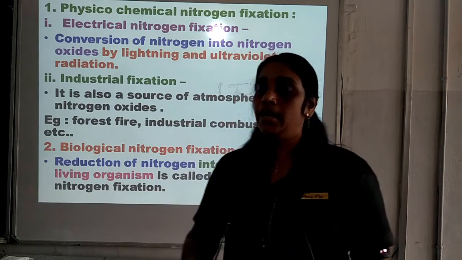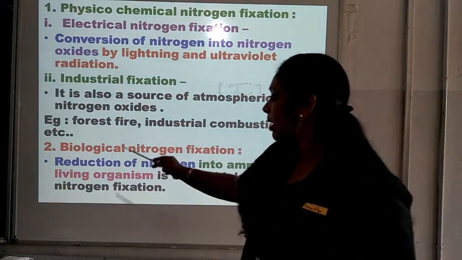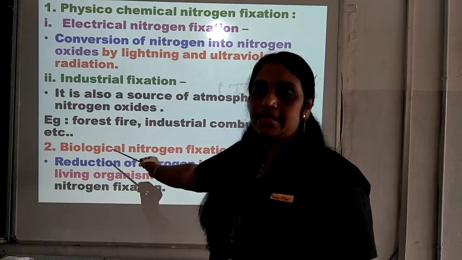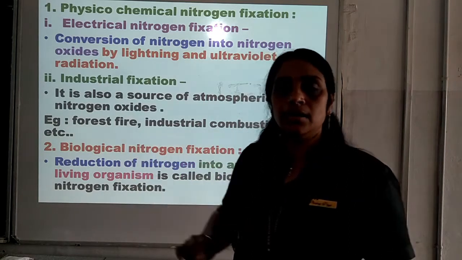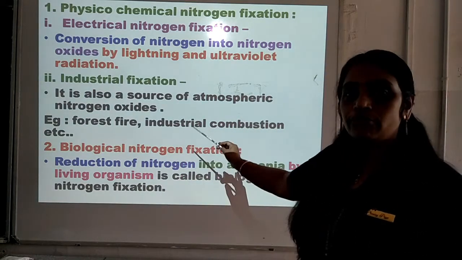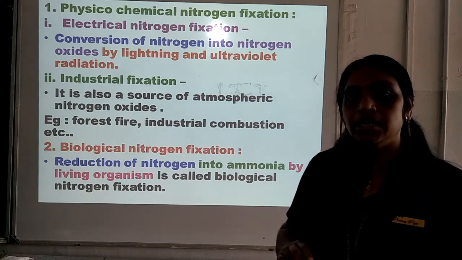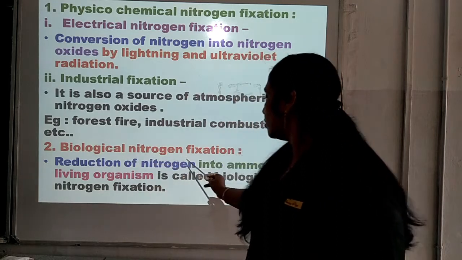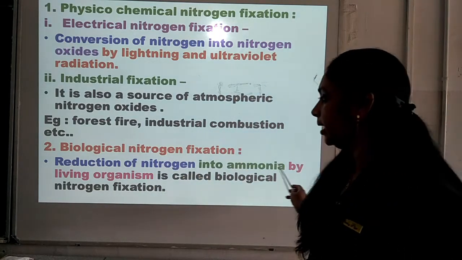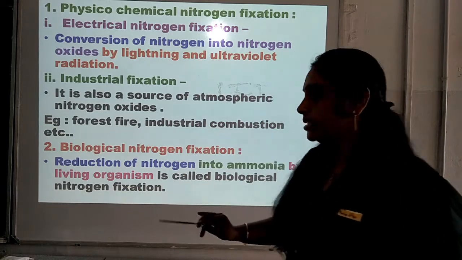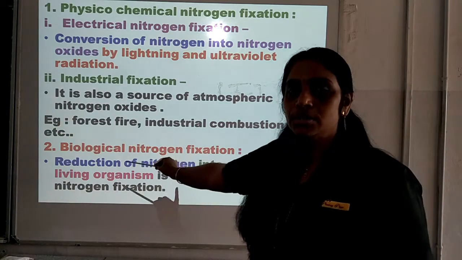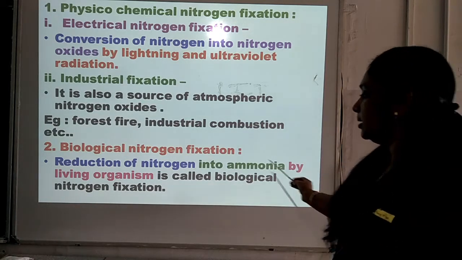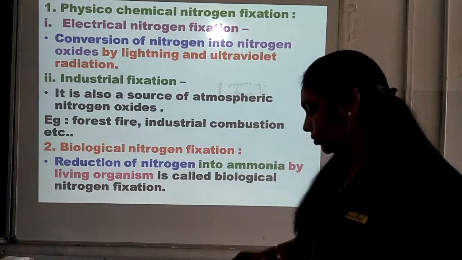into the soil. Now, the second method is biological nitrogen fixation. From the word biological, we can say living organisms are there which help in the fixation of nitrogen in the soil. Here, reduction of nitrogen into ammonia by living organisms takes place. That is, nitrogen is reduced to ammonia by living organisms, and that is called biological nitrogen fixation.